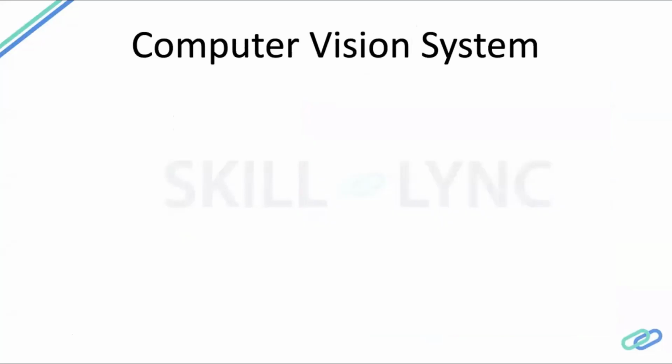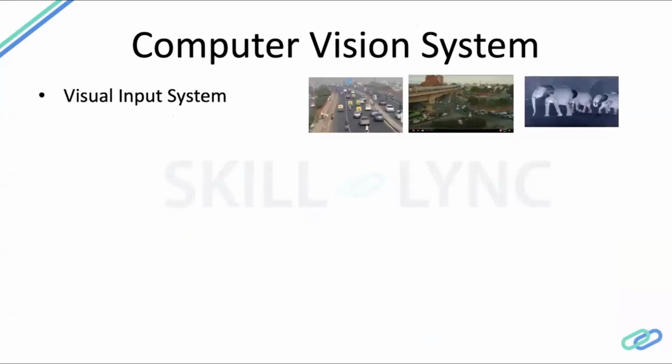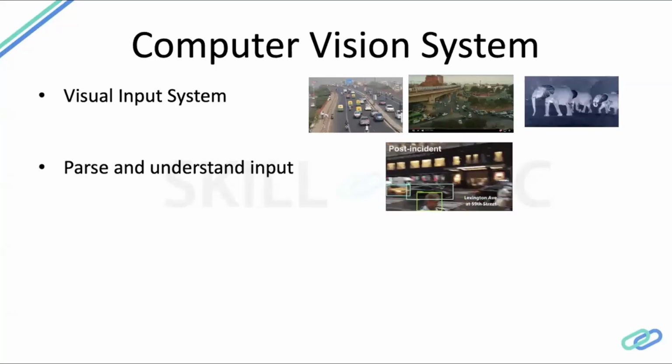So what is a computer vision system? When would I classify a system as a computer vision system? First of all, it needs to have a visual input system, which means your input to the system should be either an image, a video, or an infrared or ultraviolet image coming from specialized cameras. But there needs to be a vision system. Once the machine has this image or video, the second step is to parse and understand the input.